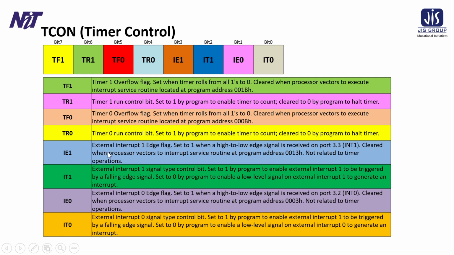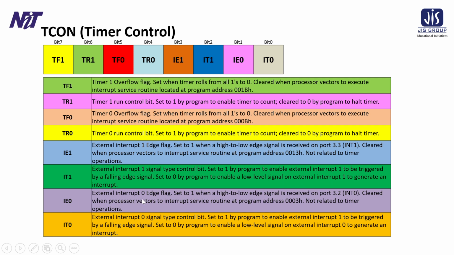IE1, external interrupt 1 edge flag. Set to 1 when a high to low edge signal is received at port 3.3, INT1, and cleared when the processor vectors to the interrupt service routine at program address 0013H. IT1, external interrupt 1 signal type control bit. Set to 1 by the program to enable external interrupt 1 to trigger on the falling edge signal. Set to 0 by the program to enable a low level signal on interrupt 1 to generate an interrupt.